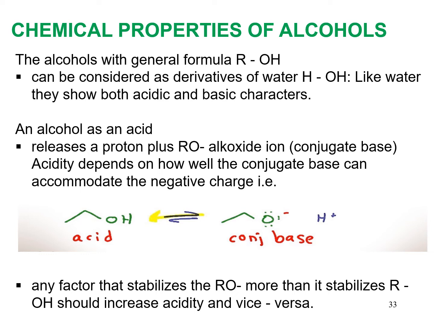Now, as an acid, alcohol, remember, like Bronsted said, is going to be a proton donor. Alcohol is going to donate a proton, forming a conjugate base. Now, anything that stabilizes this conjugate base makes the acid very strong. So anything that stabilizes the conjugate base increases acidity of the acid. But anything that destabilizes the conjugate base is going to make the acid very weak. So the strength of an acid depends on the factors that stabilize the conjugate base.